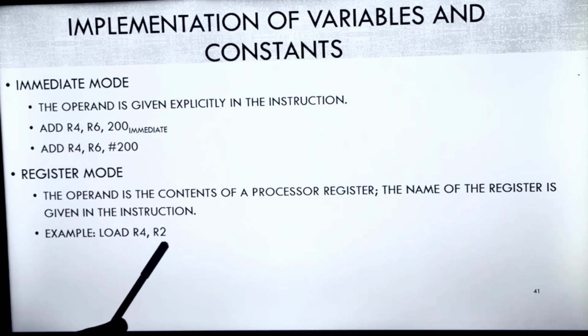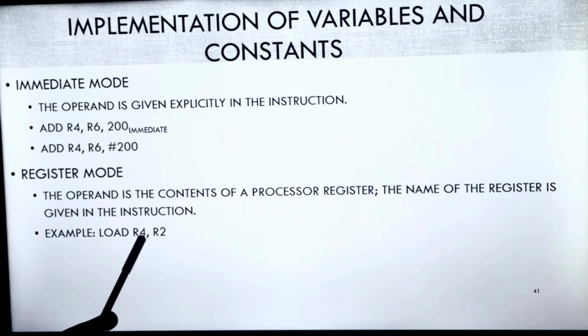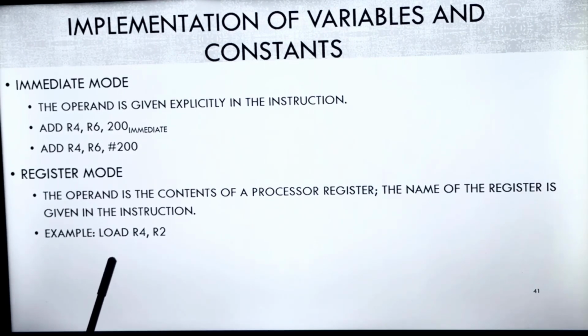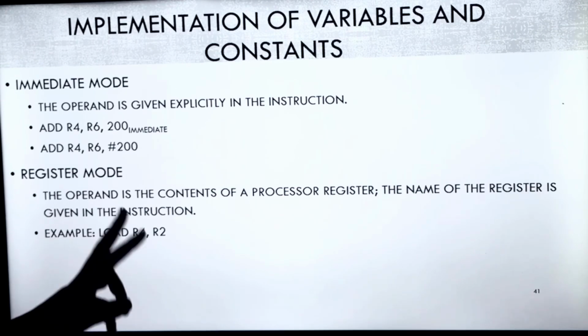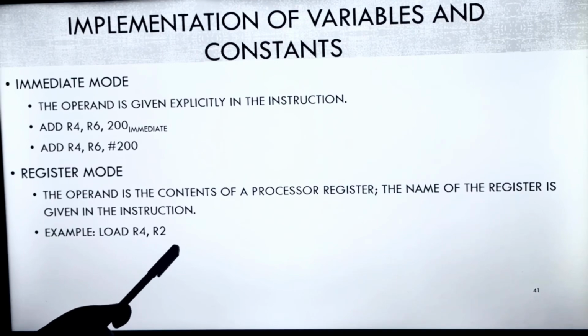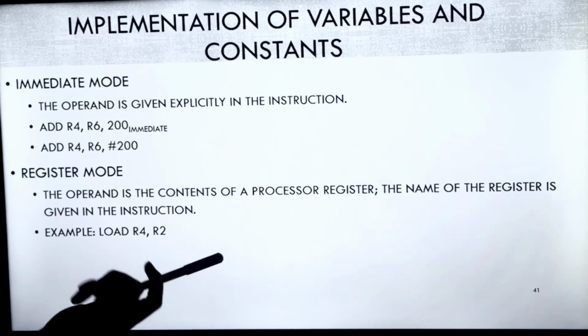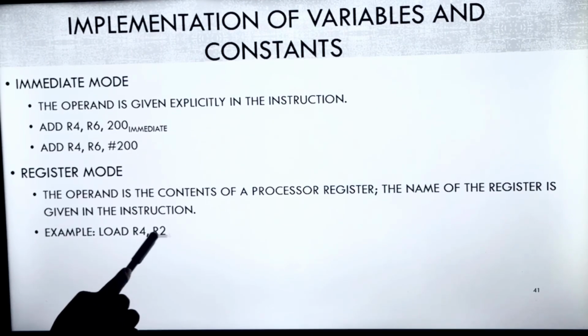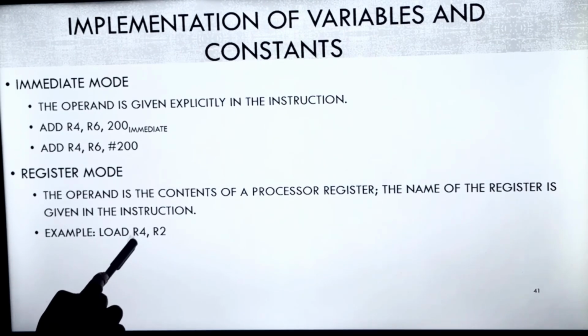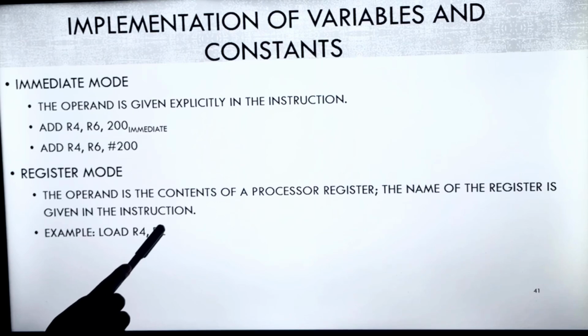Now if I ask you from this question, register mode is very clear for you, I guess. Now if I ask you what is the effective address of this instruction, can you tell me what is the effective address? Yes, the effective address in register mode is nothing but the source address from where you will get the data. What is the source address here? R2. So from R2 only you will get the data, right? And then you will add to R4. So effective address is R2 here.